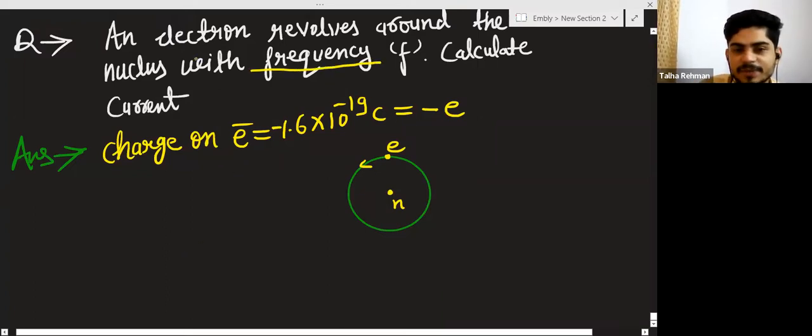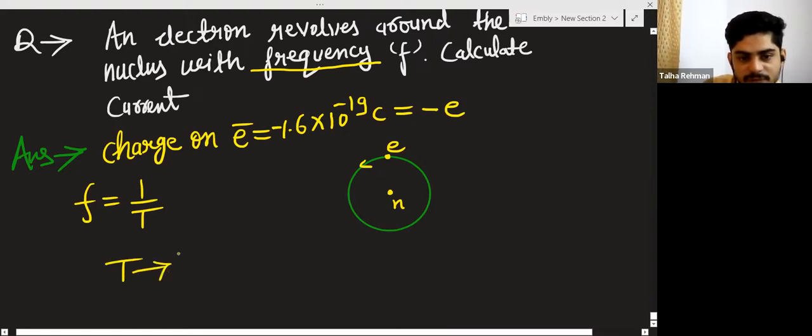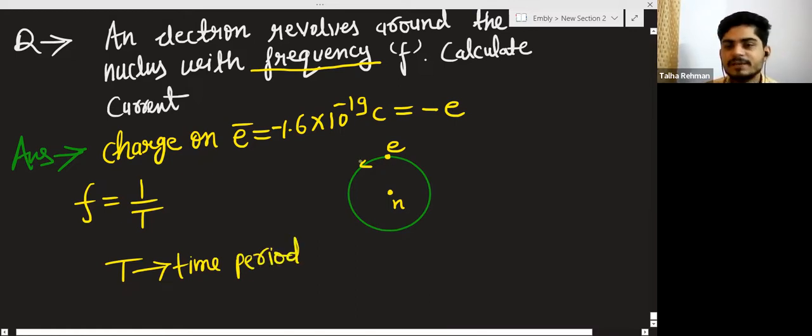Frequency and time period are related as frequency is equal to 1 upon time period, where T is the time period. Now what is time period? Time period is the time taken by the electron to complete this circle. It means the electron started from this point, and after moving around, the electron is again at this point. This time is known as time period, and it is related to frequency as f = 1/T.